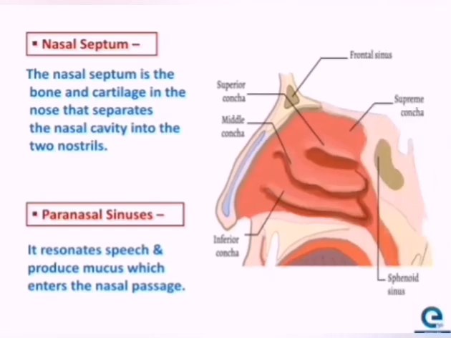Here is the picture of our nasal septum and paranasal sinus. So the parts are superior concha, middle concha, inferior concha, frontal sinus, supreme concha and sphenoid sinus. So these are the parts of the nasal septum and paranasal sinus respectively.